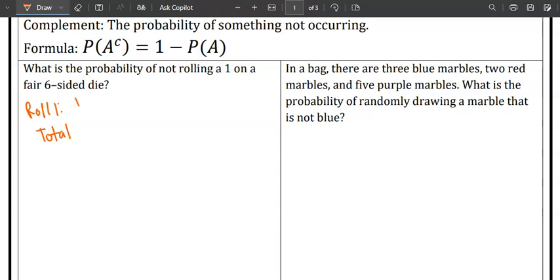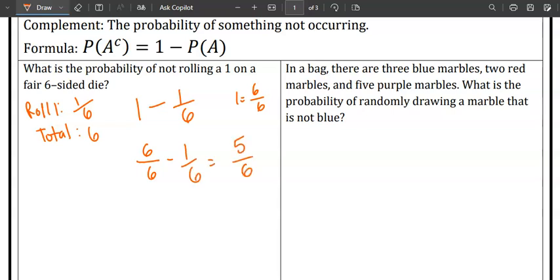To roll a 1 is going to be 1 out of the total. The total is 6. There are 6 sides to the die. To get the complement of this, it's going to be 1 minus 1/6. 1 is the same thing as 6 over 6. 6 over 6 minus 1 over 6 equals 5 over 6, which is about 0.83, or 83%.